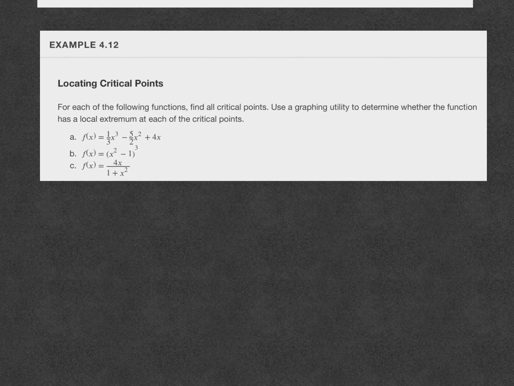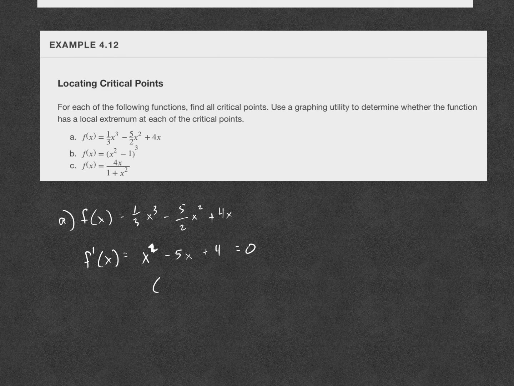So I'll start with a, and that function is f of x is equal to 1/3 x cubed minus 5/2 x squared plus 4x. So the steps here are I take the derivative, x squared minus 5x plus 4. Oops, x squared that should be, not cubed. There we go. And it's minus 5x plus 4. Like that. So that's step one, take the derivative, hopefully correctly, and then we set it equal to 0.